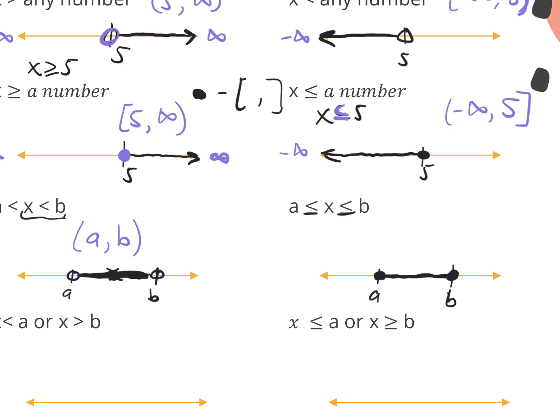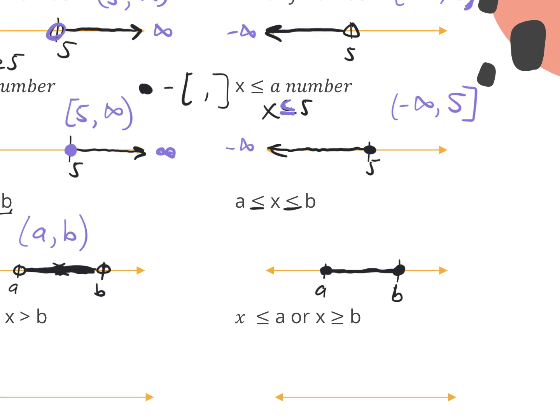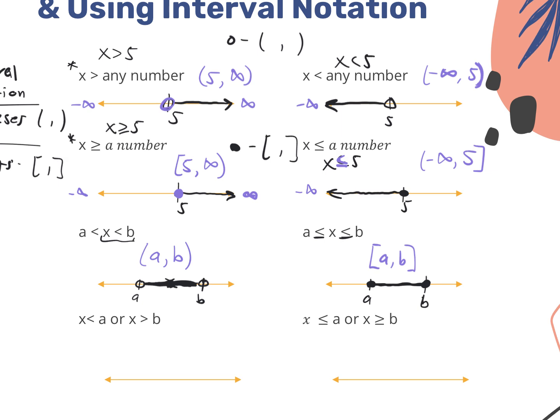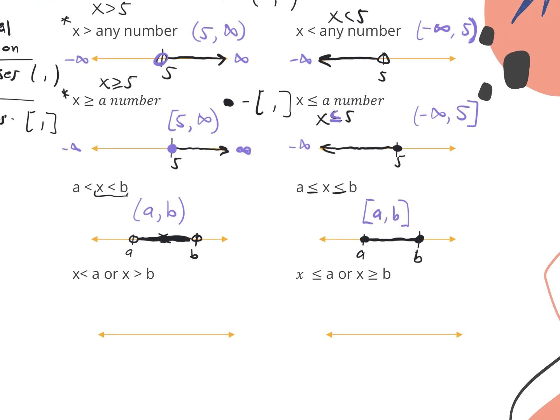And because we have closed circles and we can include these values, we're going to write A comma B with brackets in interval notation, because we are allowed to include these values in our solution. Hopefully we're following so far.